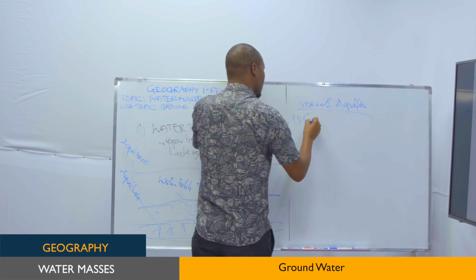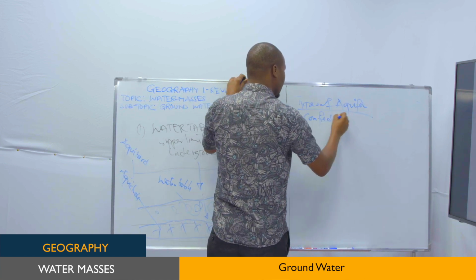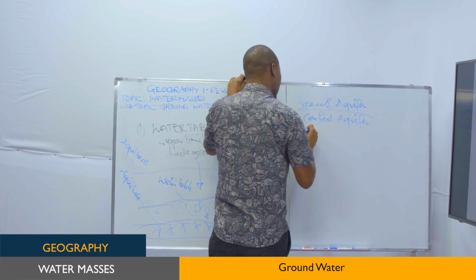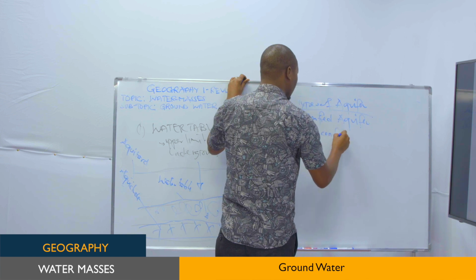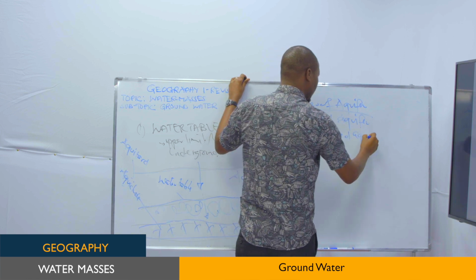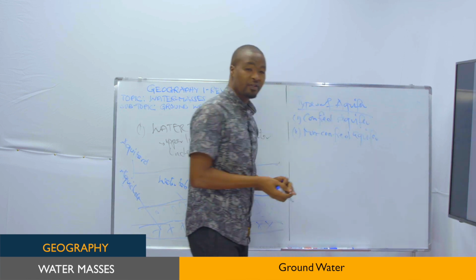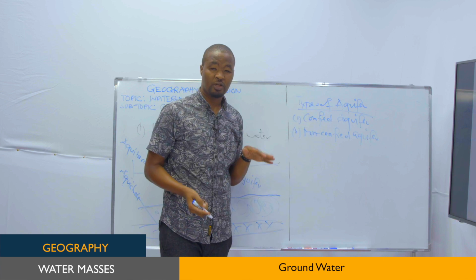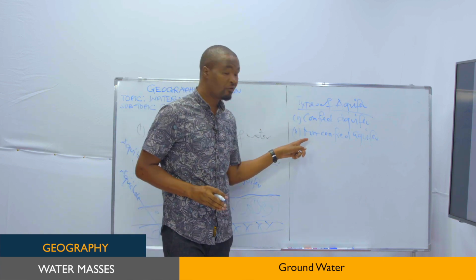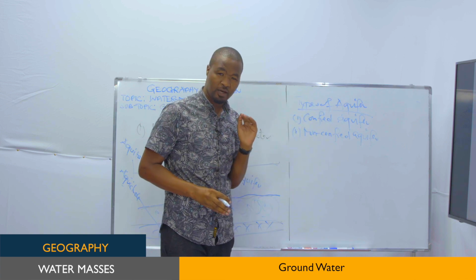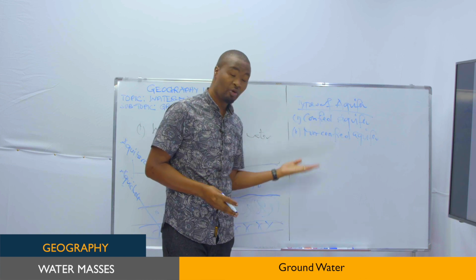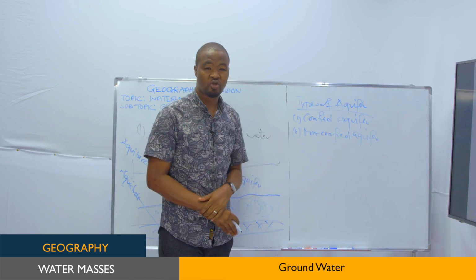We have the confined aquifer and the non-confined aquifer, okay? As I said, the confined aquifer refers to the aquifer overlain by two impermeable or hard rocks. Then the non-confined aquifer means the top is overlain by permeable rocks or soft rock, and at the bottom there is hard rock.